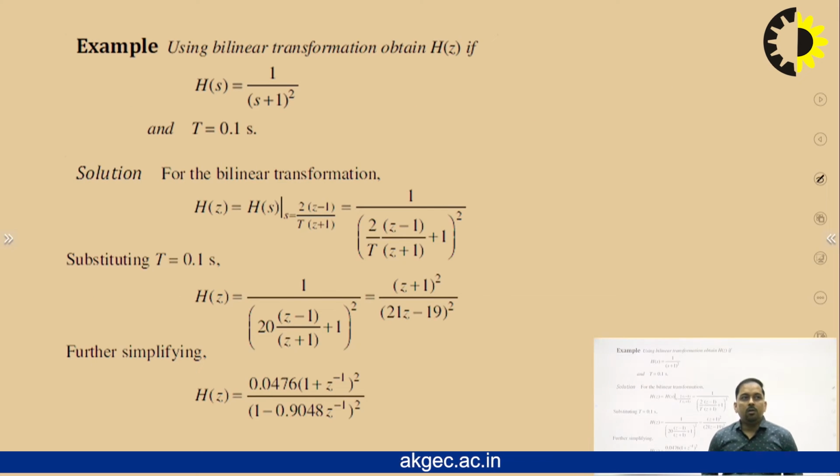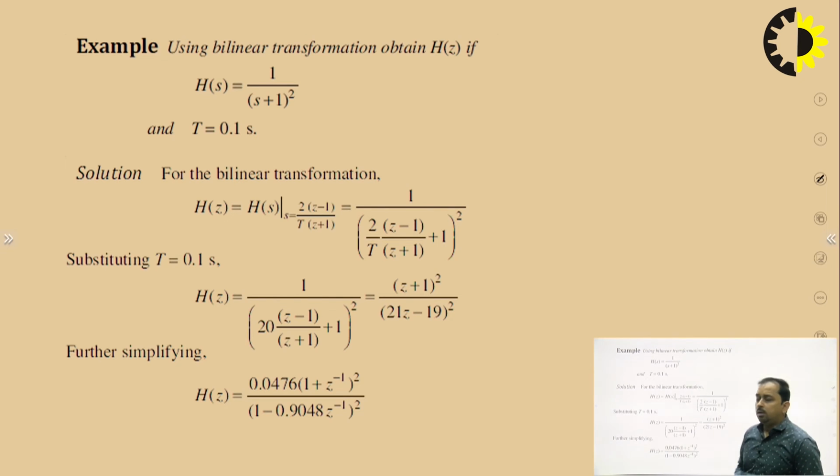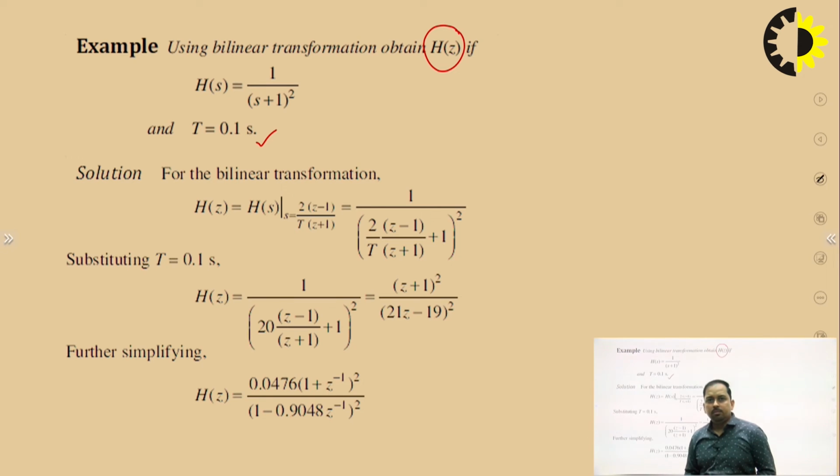Now, we have a small question over here: Hs equals 1 by (s plus 1) whole square, and we need to solve this. We need to transform this analog filter into the digital system function Hz, and we need to assume T equals 0.1 second. So the question is quite easy.